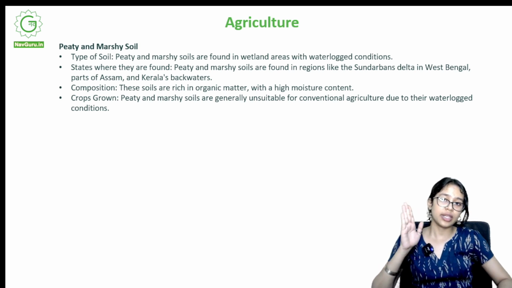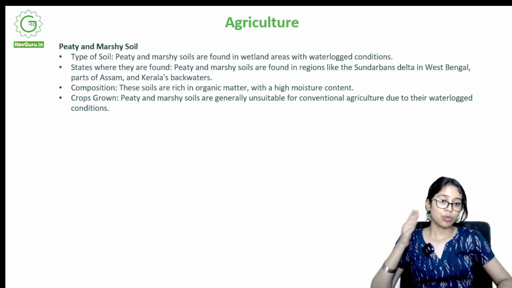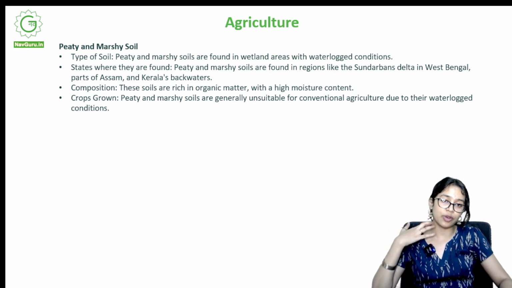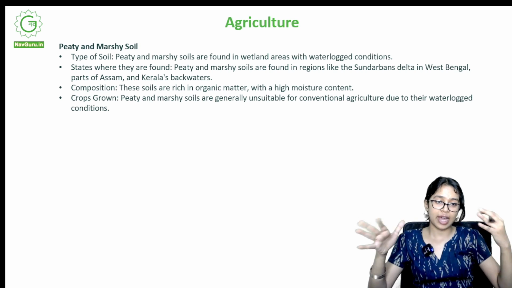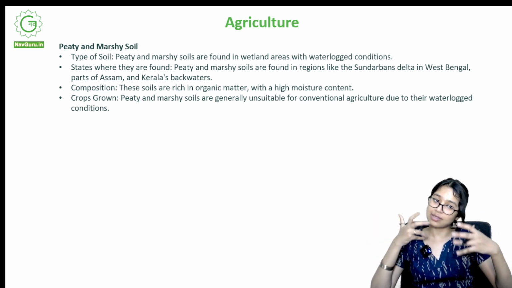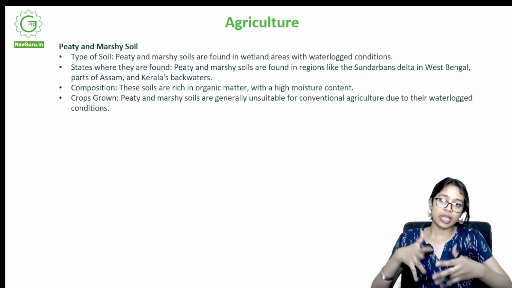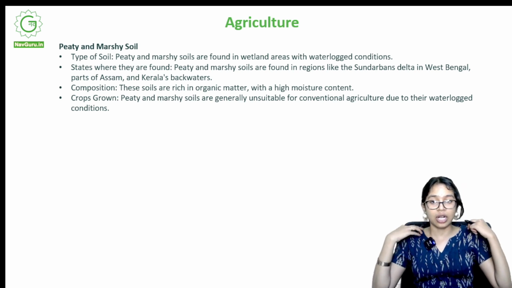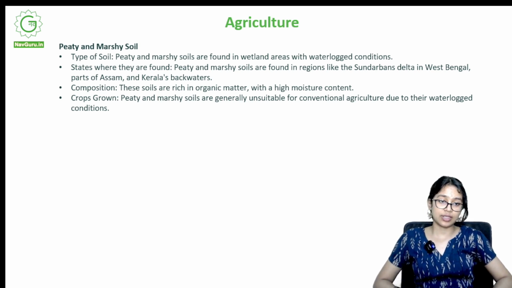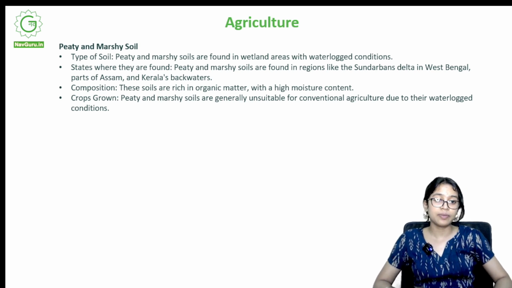Now, since we mentioned that they are found in areas with waterlogged conditions, they generally become unsuitable for the conventional practices of agriculture. So you'll have to introduce certain other practices to make peaty and marshy soil cultivable, or to make the land that peaty and marshy soil are on arable.